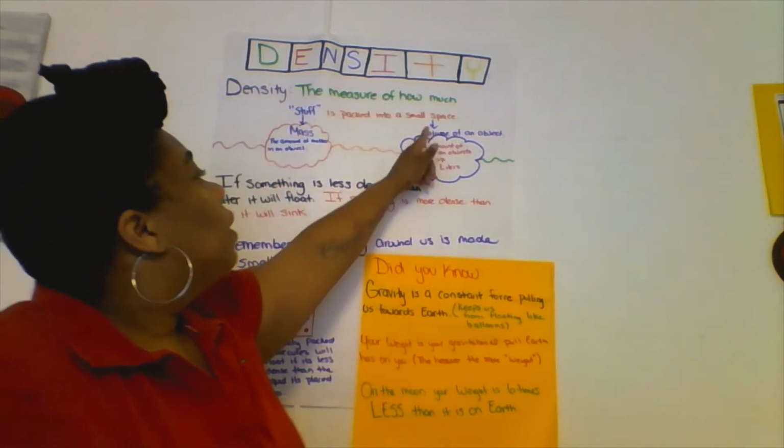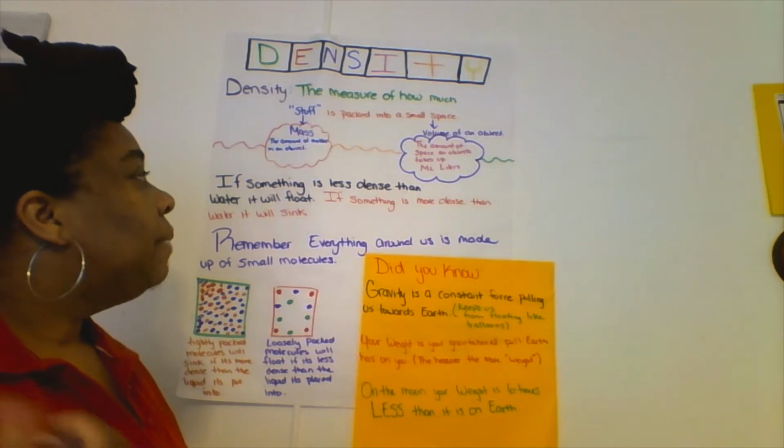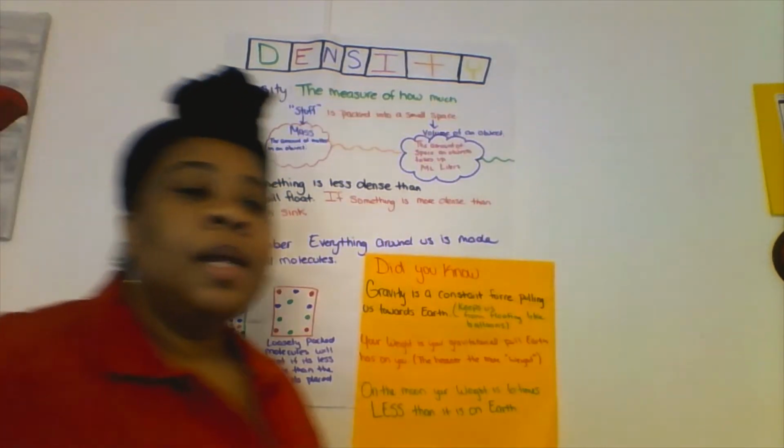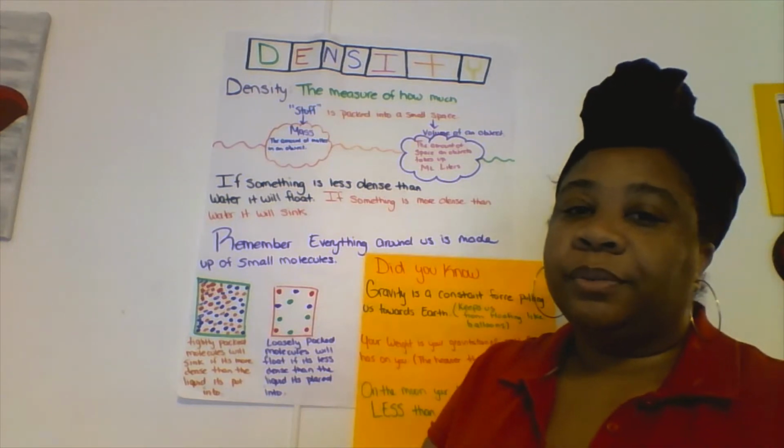Now, when it's talking about that small space, it's talking about the volume, which is the amount of space an object takes up. Today, we're going to be dealing with liquids, so we're going to be measuring in milliliters and liters.